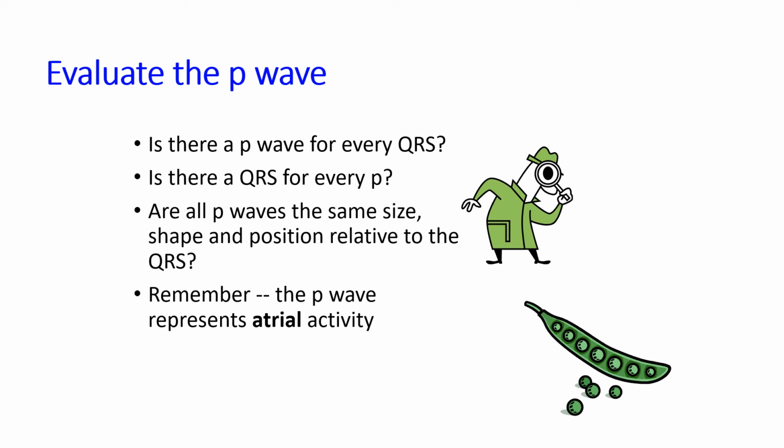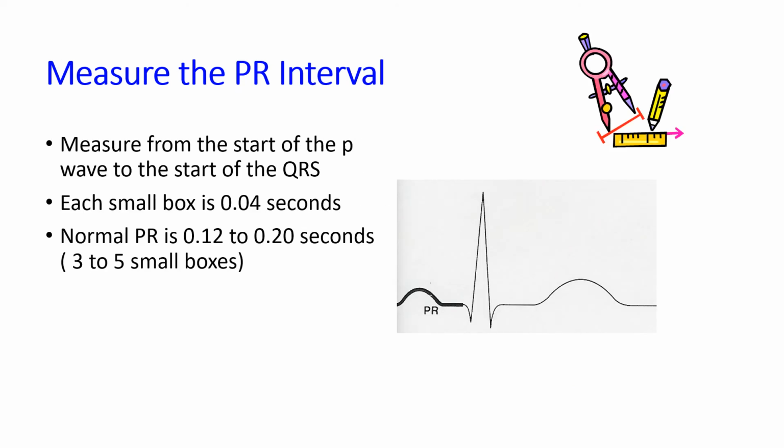After you've done your regularity and you've done your heart rate, then we're going to do our P waves. We're going to evaluate the P. Is there a P for every QRS? Is there a QRS for every P? Are all the P waves the same size, shape, and position relative to QRS? And again, your P waves represent atrial activity or atrial depolarization. So if we see all the P waves that are upright, we're going to call them sinus. If they're inverted, then we're probably going to call them junctional. But we're going to focus mostly on sinus right now.